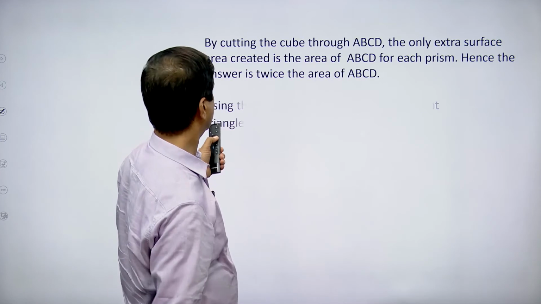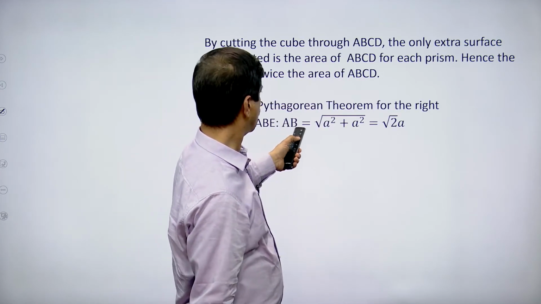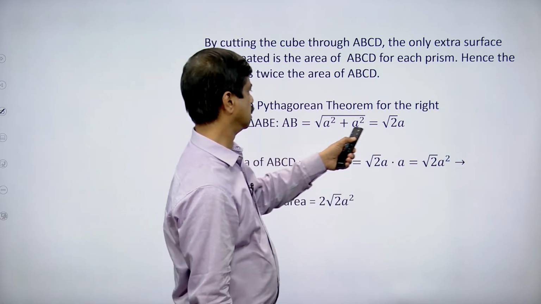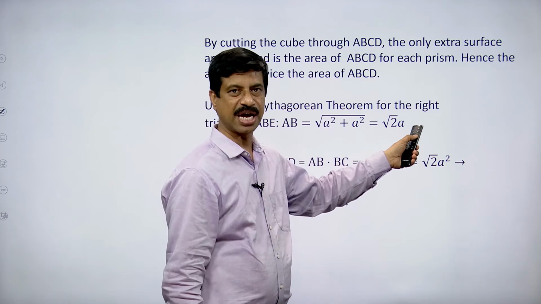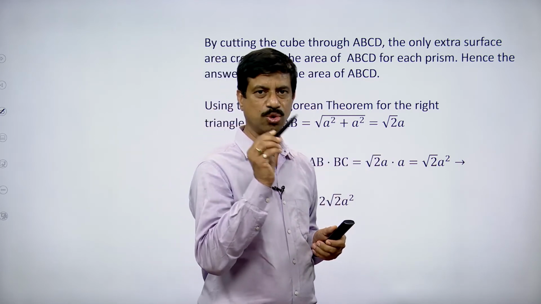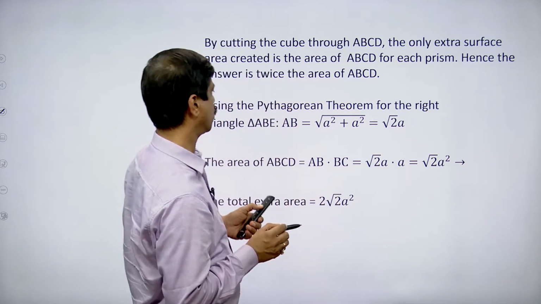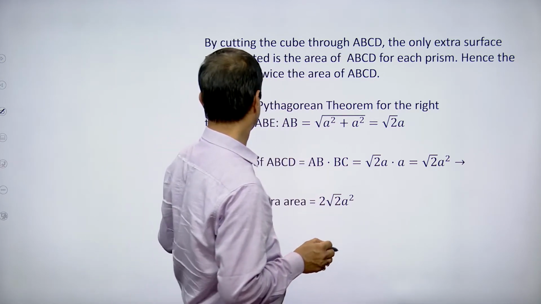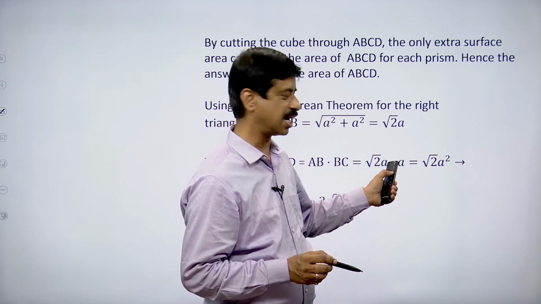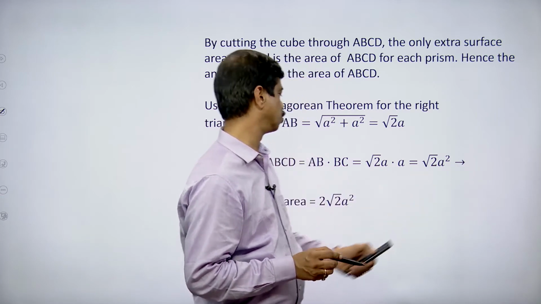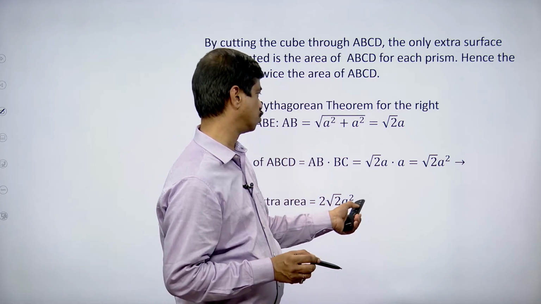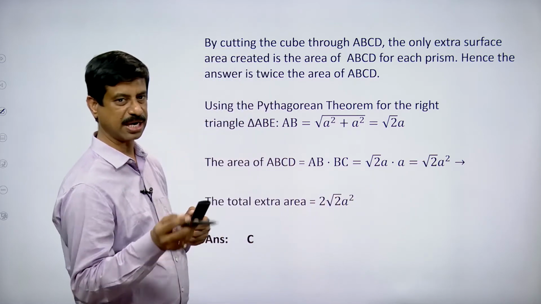Okay, so now look at this. What are you getting by Pythagorean theorem? So the diagonal is root 2 times side. That is what we have discussed earlier. So many times we have done. Diagonal of any square will be root 2 times the side. So root 2a you will get. So area of ABCD is AB into BC, that is root 2 times side into height A units, which is root 2 times A square. Total extra area is 2 root 2 A square, this into 2 times you are getting.